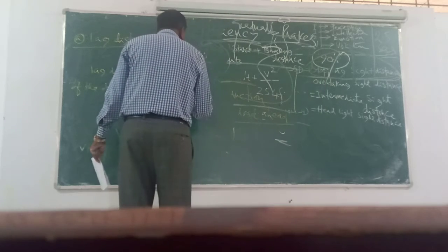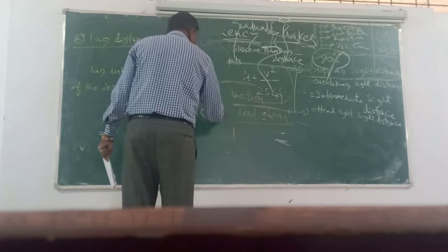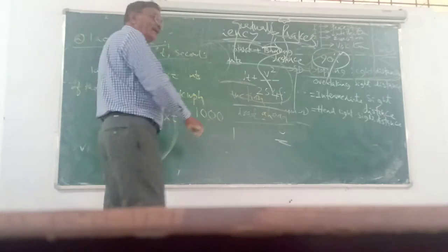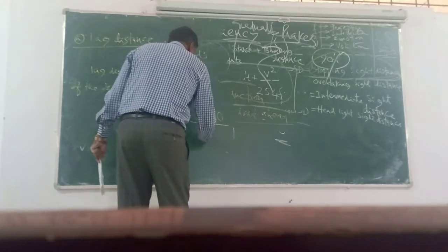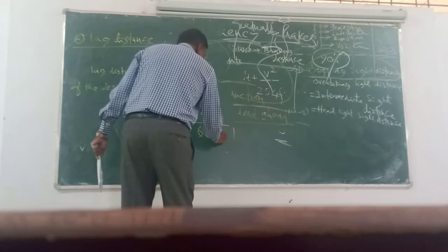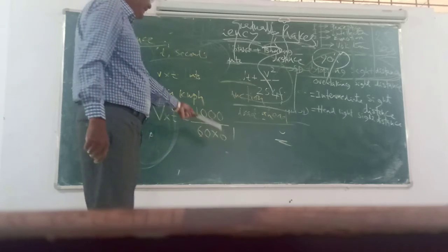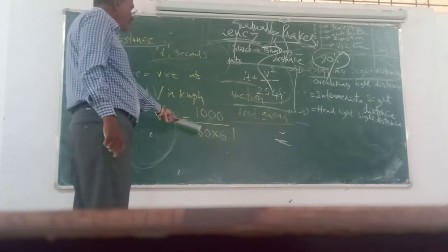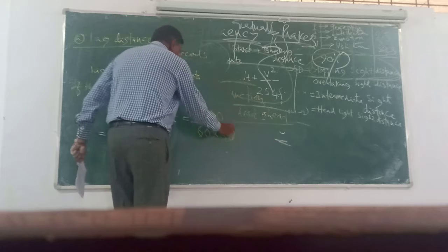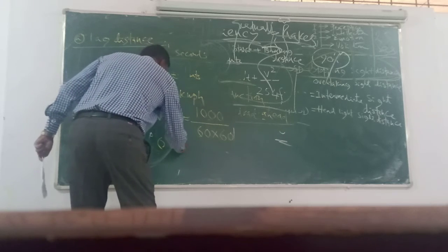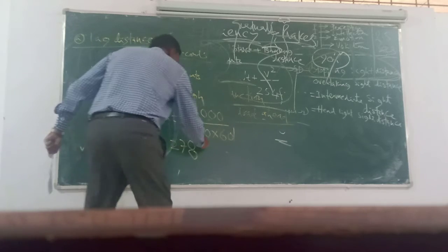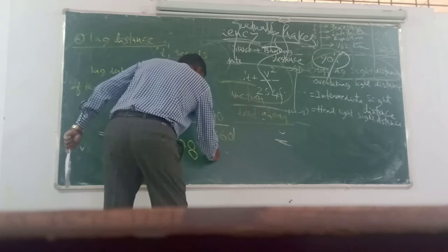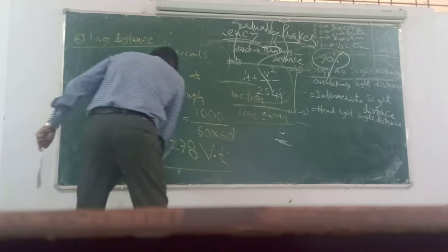How? It will be simple. V into t into kilometer equal to 1000 meters, then second, that is 60 by 60. Then you just convert it. 1000 by 60 into 60 will become 0.278 into big V into small t.